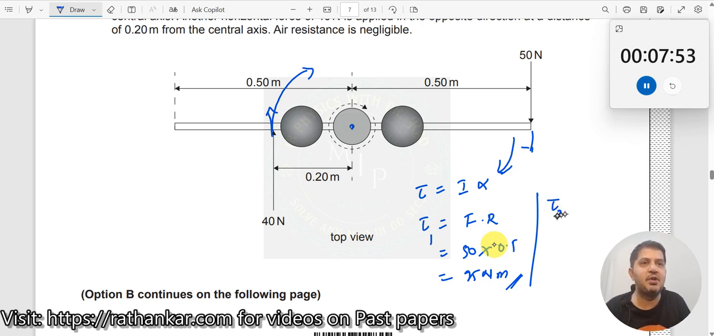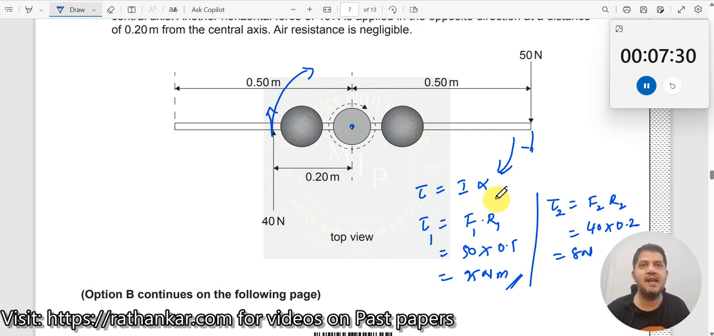So tau 2, torque 2 is equal to, let us say F1 R1, and this should be F2 R2 here. What is F2 here? F2 here should be 40 Newton. 40 Newton multiplied by R2, perpendicular distance here. What is the perpendicular distance? 0.2. So 40 multiplied by 0.2, which should now be equal to 8 Newton meter over here.